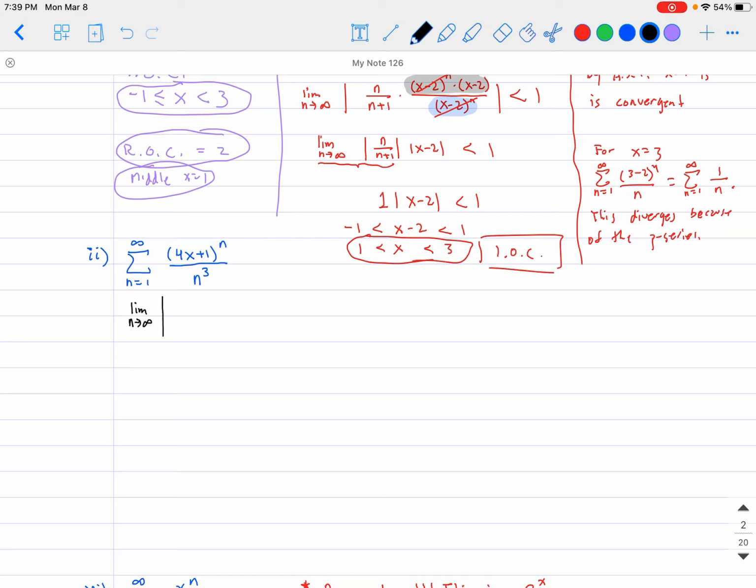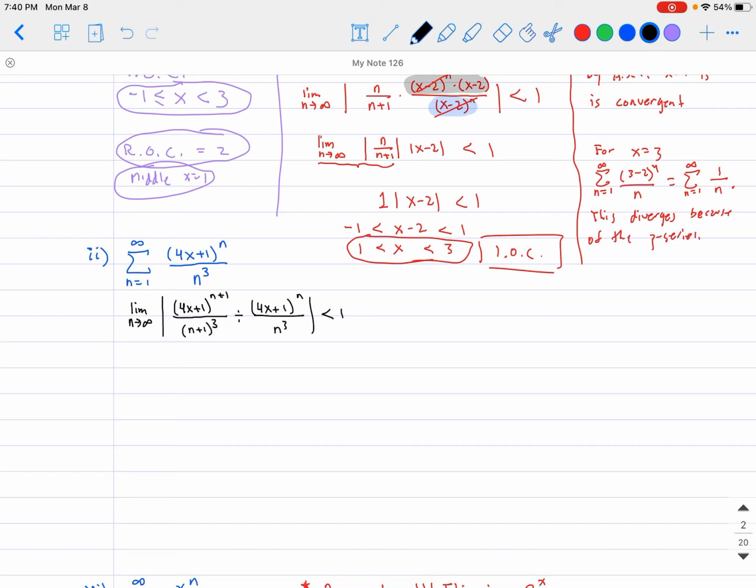First I'm going to put in the absolute value. The next term is supposed to be (4x plus 1) raised to the n plus 1, all divided by (n plus 1) raised to the third power. All that is divided by (4x plus 1) raised to the nth power, and then divided by n cubed. And that is supposed to be less than 1.